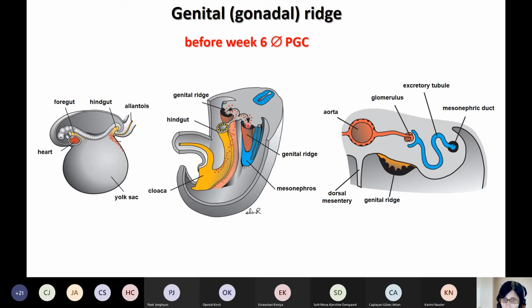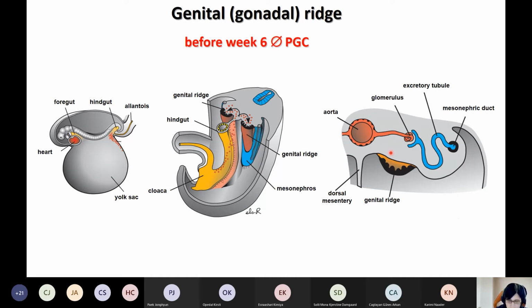via the dorsal mesentery. On the right side, you see the same structure, only in cross-section. And here we see also the dorsal mesentery. Along the dorsal mesentery, the primordial germ cells could populate the genital ridge, or gonadal ridge here. And on the lateral side, here we could observe the developing kidney. That is the second stage of the kidney development.